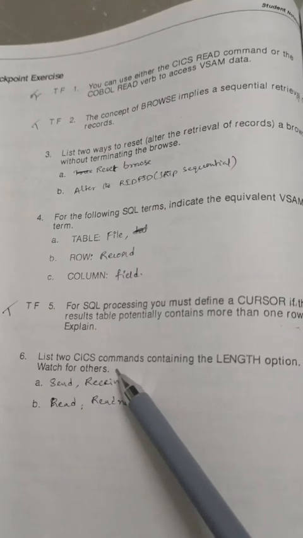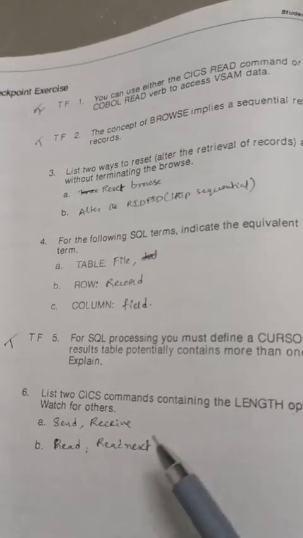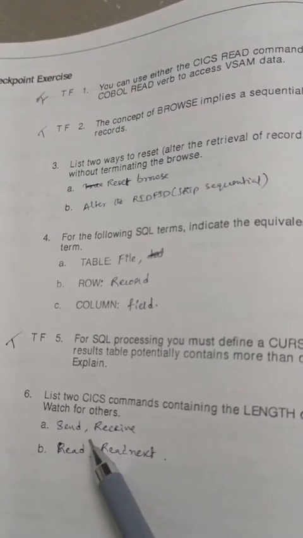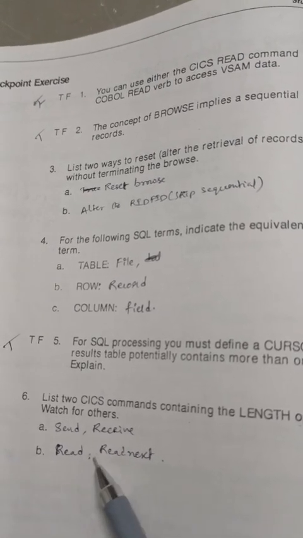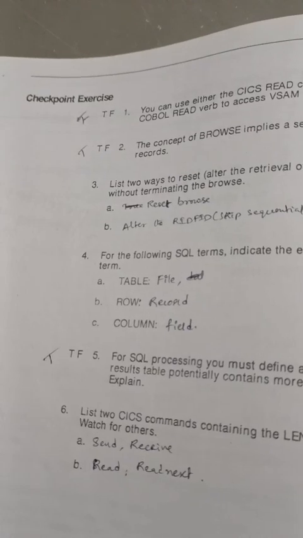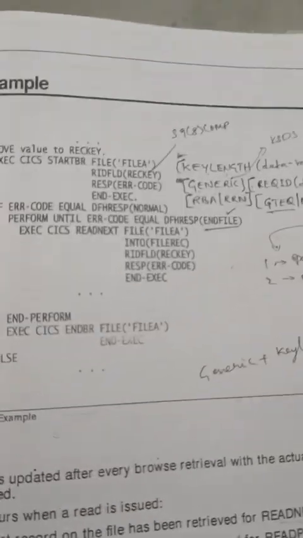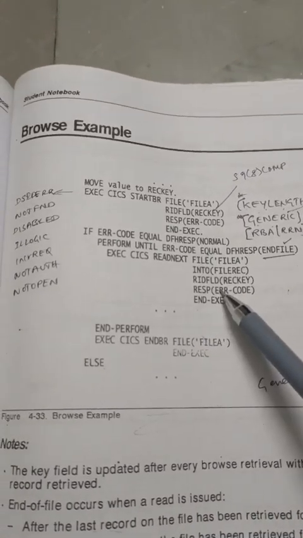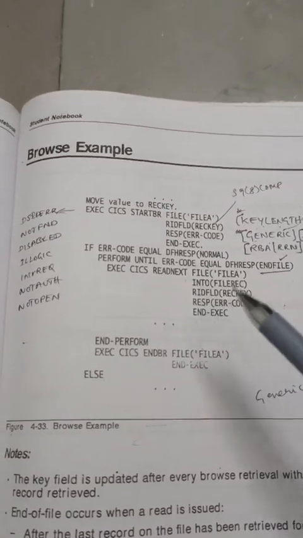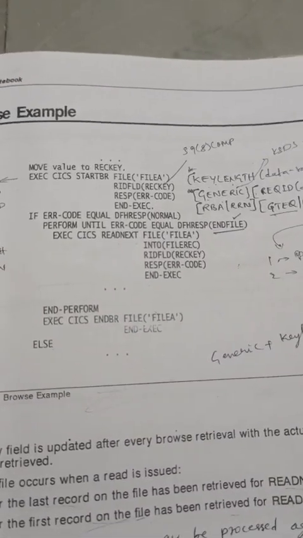Next question. List two CICS commands containing the length option. While sending we are moving some length option, and while receiving also we have a length option. Even the read command has the option, and even read next in browsing. Just now we have seen the read next command. You can see in read next they are using the length option. Here one more option they are using is the CICS option. Length is an optional value here. That's why it is not given in this example.